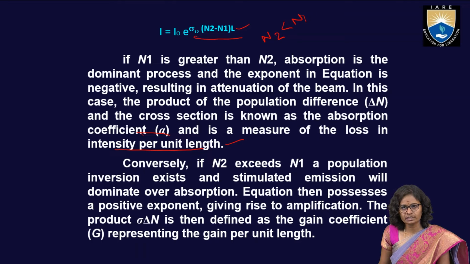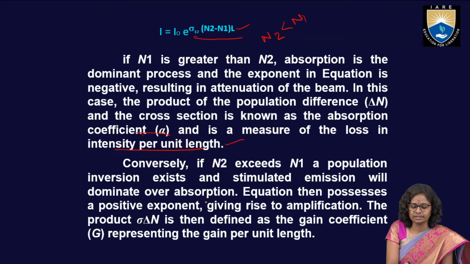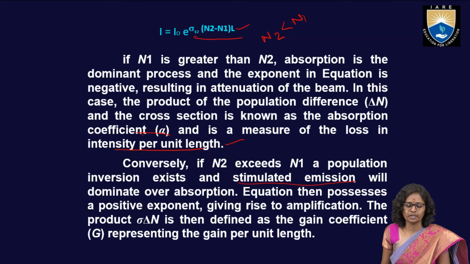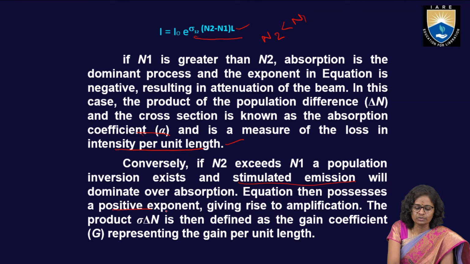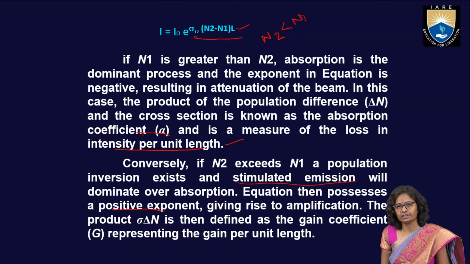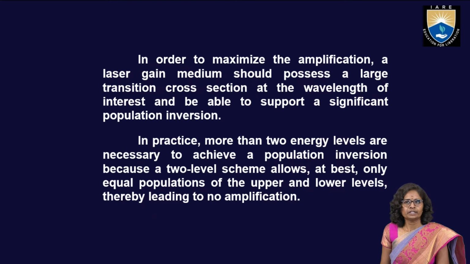Conversely, if N2 exceeds N1, a population inversion exists and stimulated emission will dominate over absorption. The equation then possesses a positive exponent giving rise to amplification. The product sigma times delta N is then defined as the gain coefficient G, representing the gain per unit length. In order to maximize the amplification, a laser gain medium should possess a large transition cross section at the wavelength of interest and be able to support a significant population inversion.